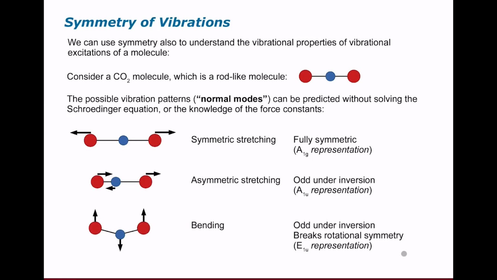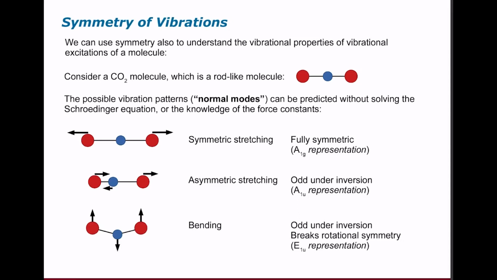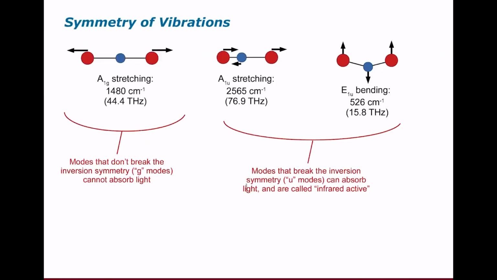Now, group theory tells you that these modes exist, and it doesn't tell you the frequencies. For frequencies, you would need to do either a measurement or a first principles calculation. But what you can learn from group theory is that the G modes, the even modes, A1G for example, don't couple with external electric fields.